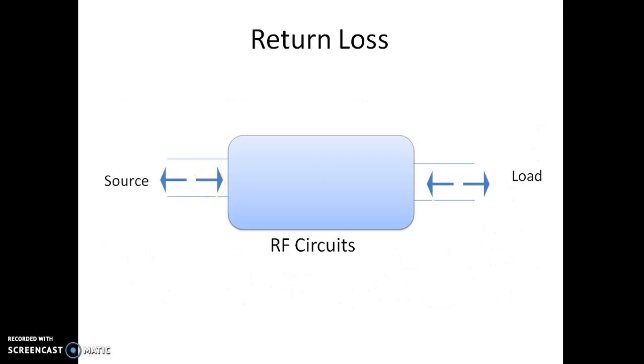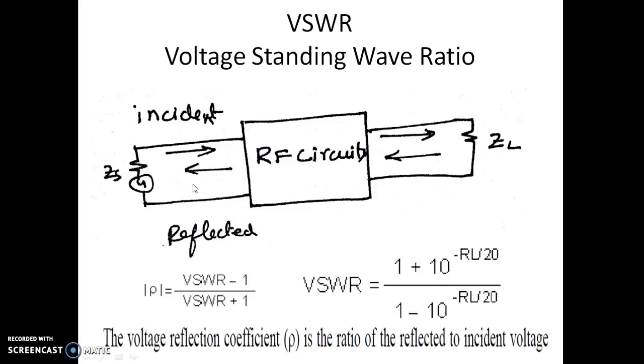As we discussed, return loss tells us how much signal is going back to the circuit, or going back to the source. In this case, the return loss of port 1 is how much you are returning back to the source. In the case of the output node, it is how much power is returned back to the circuit. So this is the return loss at the output node and the input node.